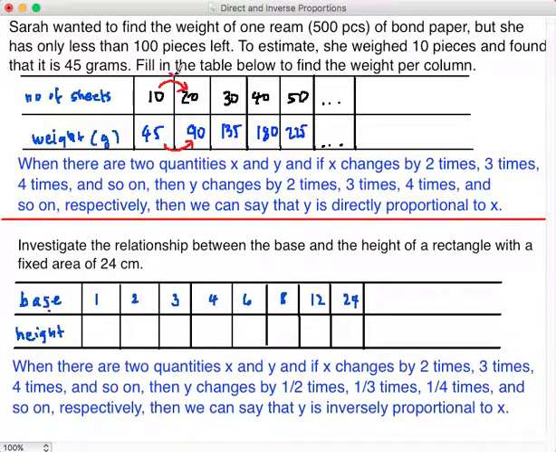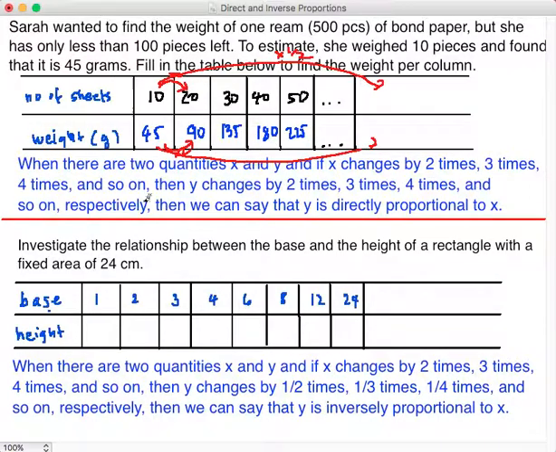So, pag nag-times 2 ka dito, nag-times 2 ka dito. Pag nag-times 3 ka dito, mag-times 3 ka dito. Pag nag-times 4 ka, mag-times 4 ka dito. Kung gusto mo mag-times 1/2 ka, no? So, times 1/2 papunta dito, and times 1/2 ka rin dito, no?